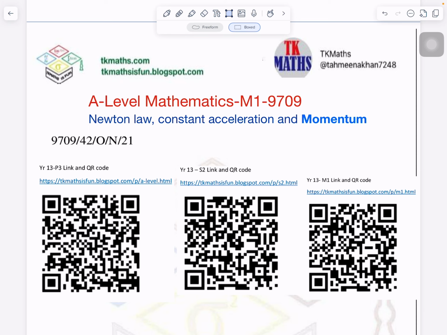In today's video, we will solve a past paper question on M1. The topic it is covering is Newton's law, constant acceleration and momentum. It's a very good question. Part B is especially very challenging. It's a part of the A-level mathematics syllabus. Code is 9709 and paper is 4. The paper I've taken from November 21, variant is 42.